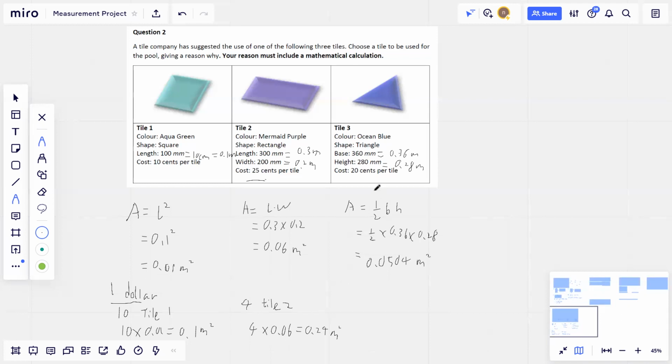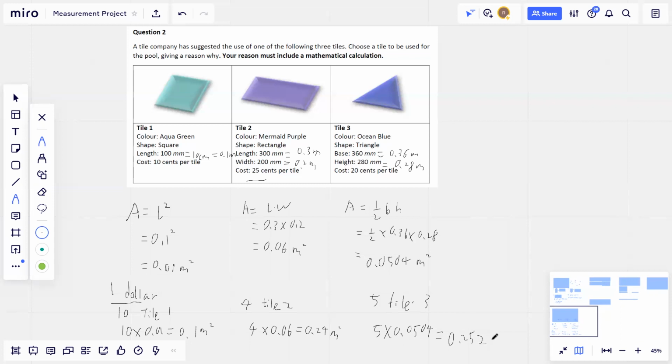And what about the third one? It costs 20 cents each, and we have $1. So we can have how many? We can have 5 tiles if we spend $1, 5 of tile 3. So we use 5 times 0.0504, which is the area of each one. So how much do I have in total? 5 times that is 0.252.